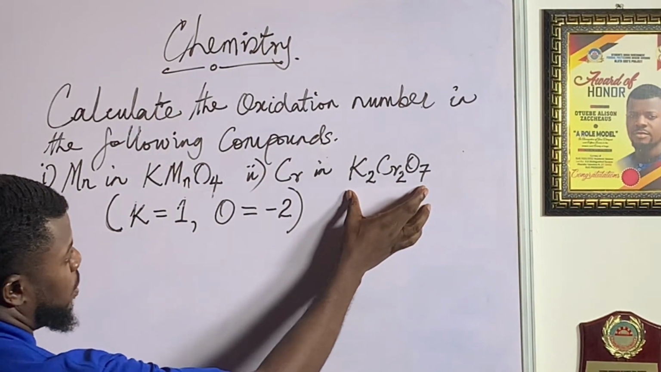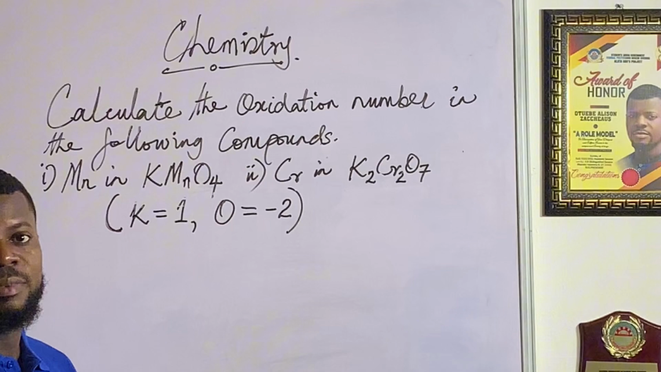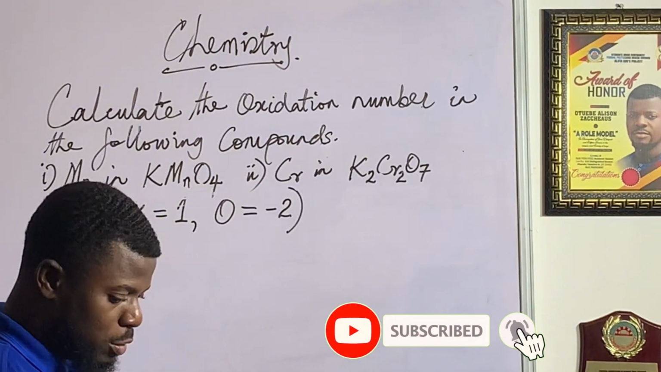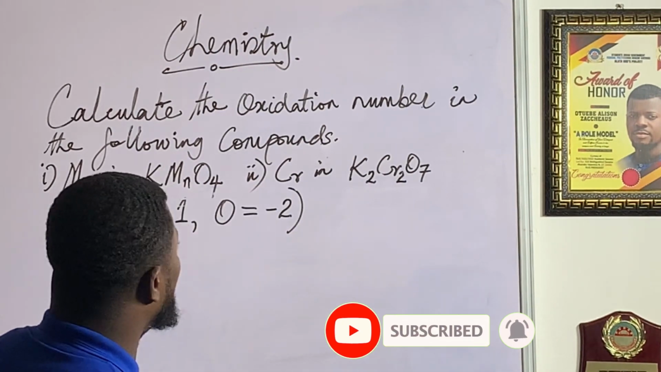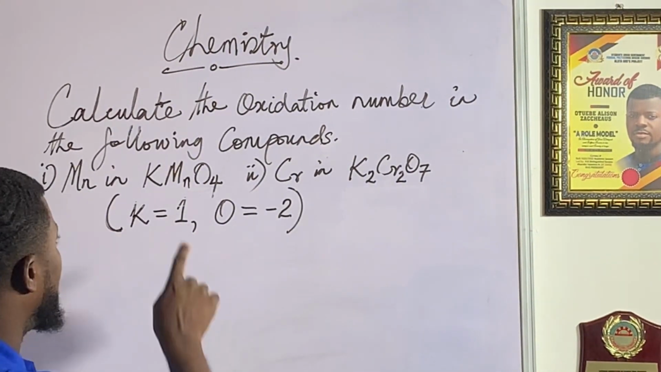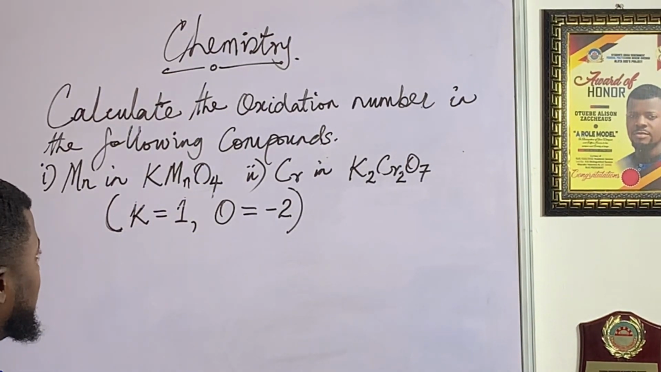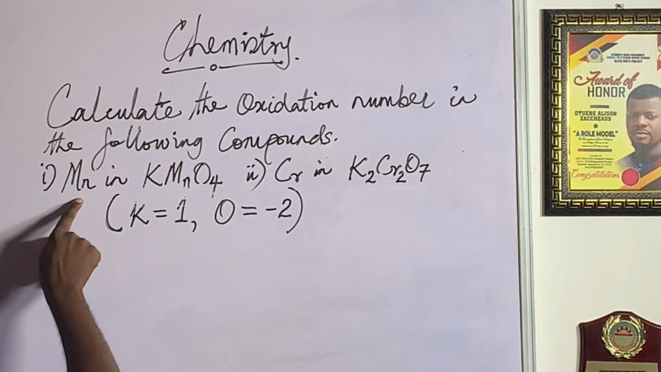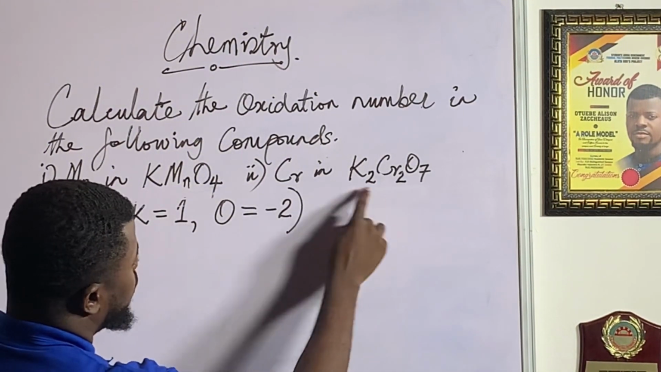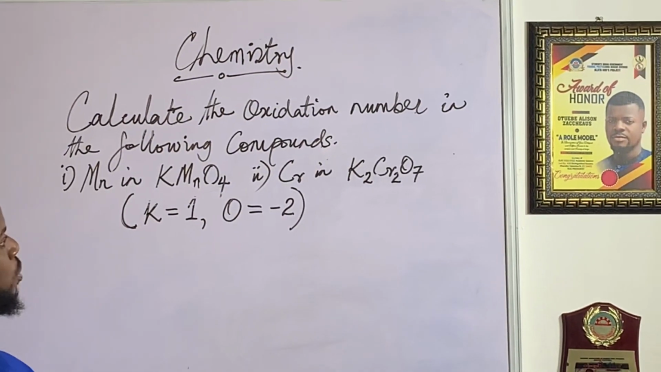We have this particular one to be potassium dichromate. In some cases, you can call it potassium dichromate 7. Depending on how you want to call it, but I just like calling it potassium dichromate, and this one is potassium permanganate. So we are to find the oxidation state, or the oxidation number, of this manganese, and also of this chromium.